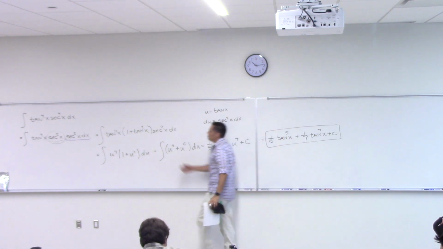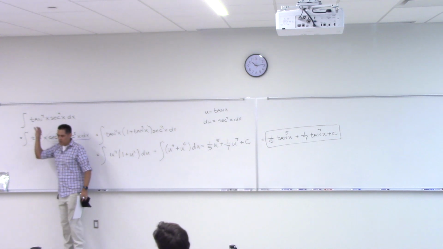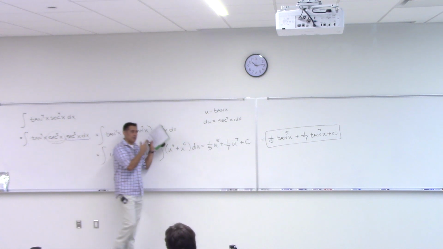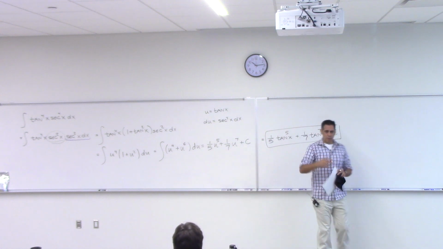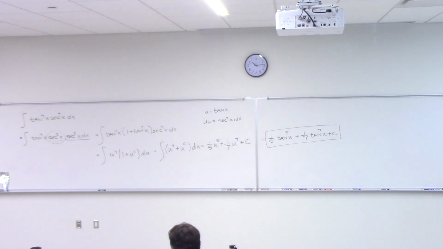If you've got tangents and secants mixed up, and your secant has an even power, you're going to peel off a secant squared, and then you're going to rewrite everything else in terms of tangent, and then you're going to make the substitution. Tangent is u, secant squared will be the derivative, rewrite everything, and you're there. Yes? All right, let's look at the next one.